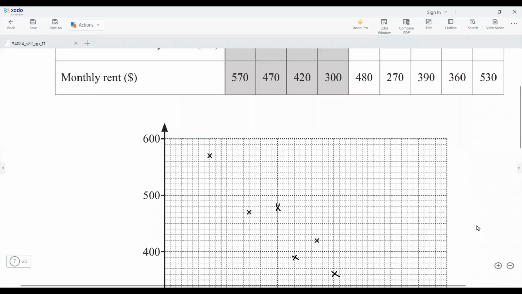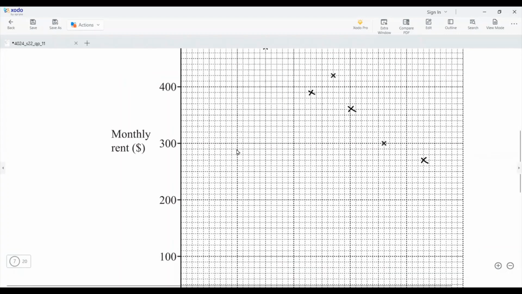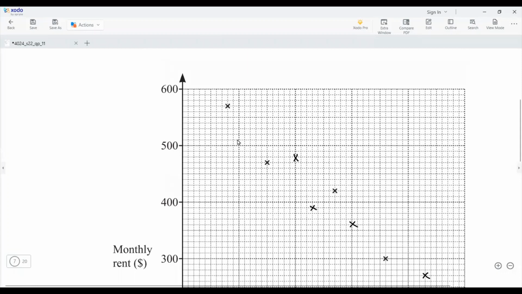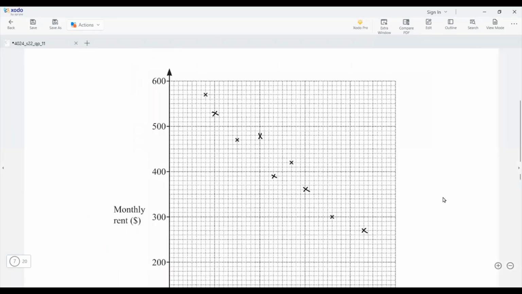The last one, but not the least, it's 1 and 530. 530 on my axis will be 3 boxes ahead of 500. So this is the representation. I hope you understand this.